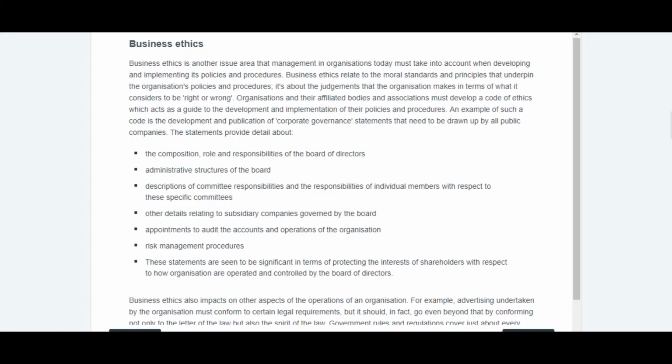An example of such a code is the development and publication of a corporate governance statement that needs to be drawn up by all public companies.